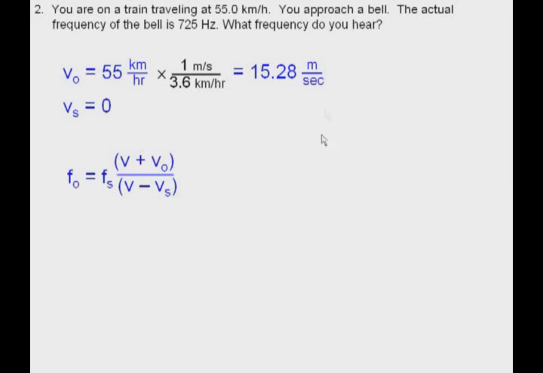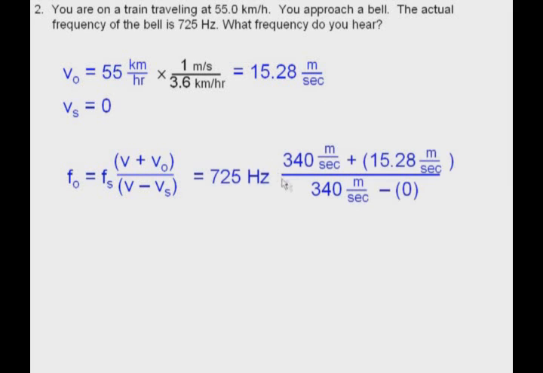Question number 2, you're traveling in a train, 55 kilometers per hour, you're approaching a bell, and we give an initial frequency, and they want to know what frequency do you hear. This is a Doppler effect formula. First, I want to change my units here to meters per second, because I know the speed of sound in meters per second. You are the observer, and the source is the bell. The source is not moving, so it has a speed of 0, and you are moving towards the bell, so you have a positive velocity. Comes out to 758 hertz.